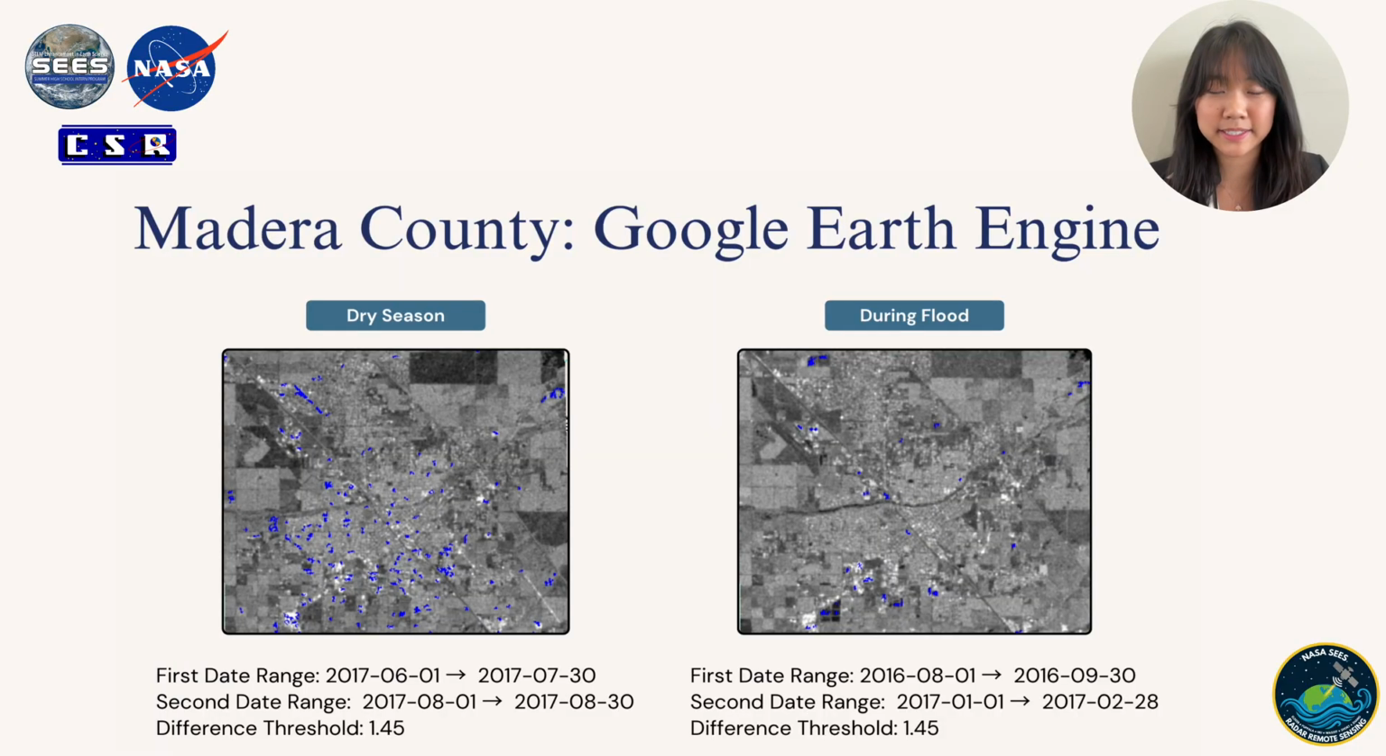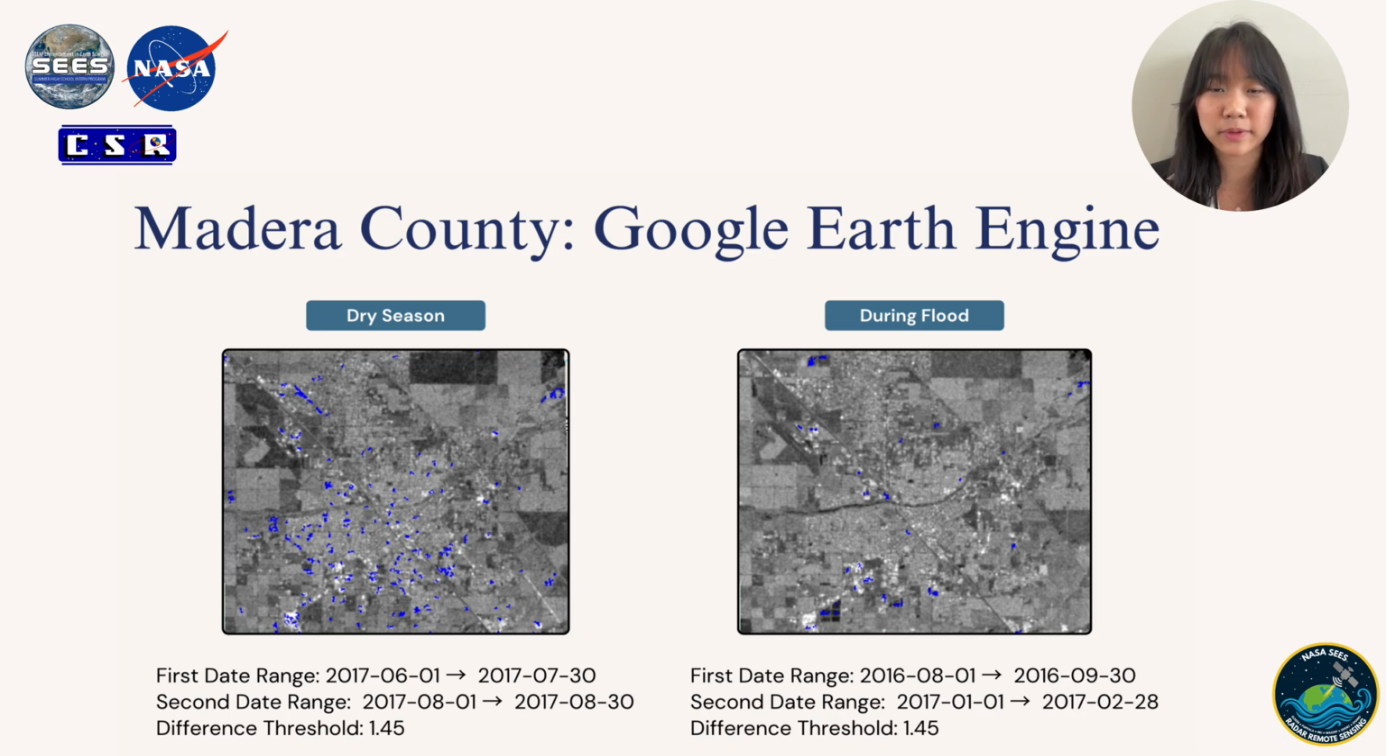In Madera County, we tested Google Earth Engine using two different time periods. One was during the dry season in 2017 and one during a known flood period from 2016 to early 2017. Surprisingly, the dry season detection on the left shows more flooded than the actual flood period on the right, even though we used the same exact threshold of 1.45. This mismatch suggests that GEE's flood mapping isn't reliably capturing real-world flood events here, likely due to land cover, agriculture activity, or backscatter noise.